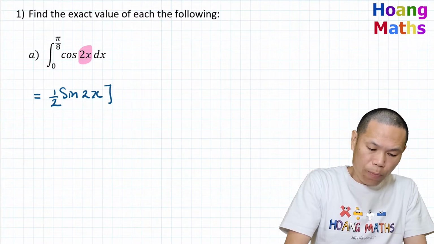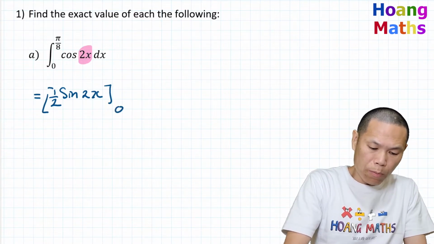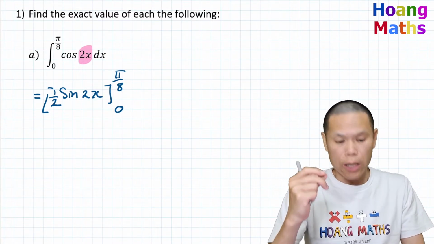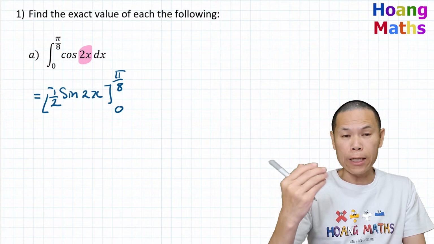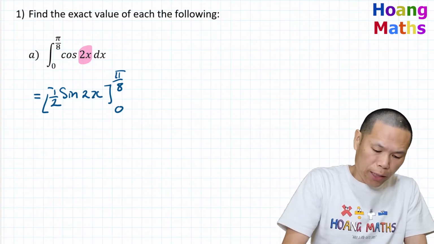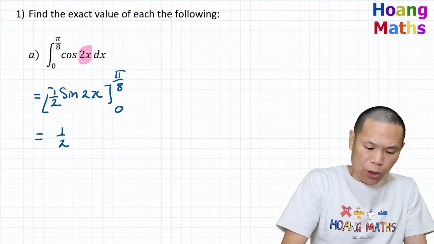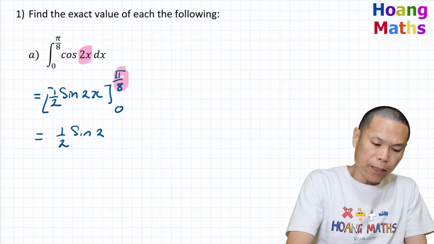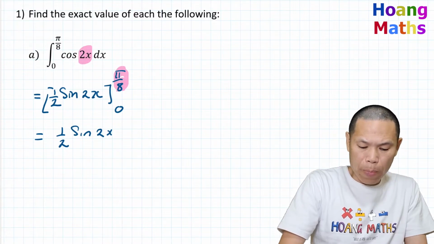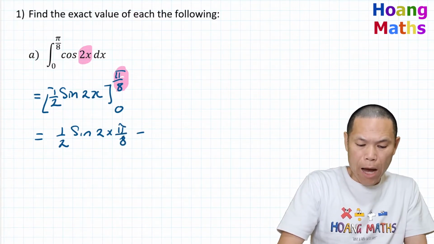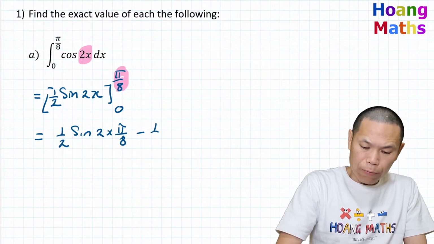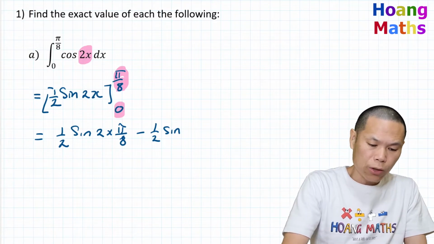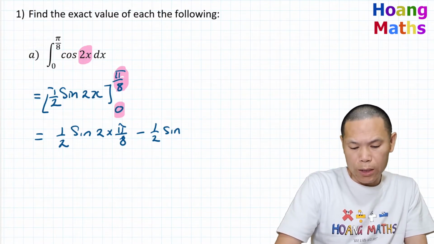And this is from 0 to pi over 8. So now what I do is I just substitute x equal to pi over 8 and x equal to 0. So that is equal to a half sine of 2x, but x is pi over 8, so that is times by pi over 8, minus a half sine of 2x. So x is 0 in this case, so 2 times 0 will give me 0.